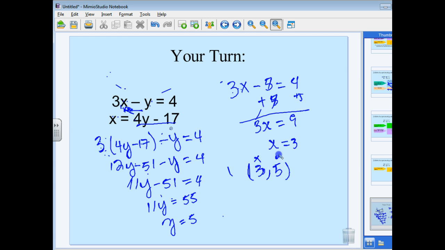Remember, x and y. Now again, you always want to check your solution. So we have 3 here, and here we have 5. So 3 times 3 is 9, minus 5 we get 4, check. And over here we get 3 and 5 for y. 4 times 5 is 20, 20 minus 17 is 3, check. So this is our solution.